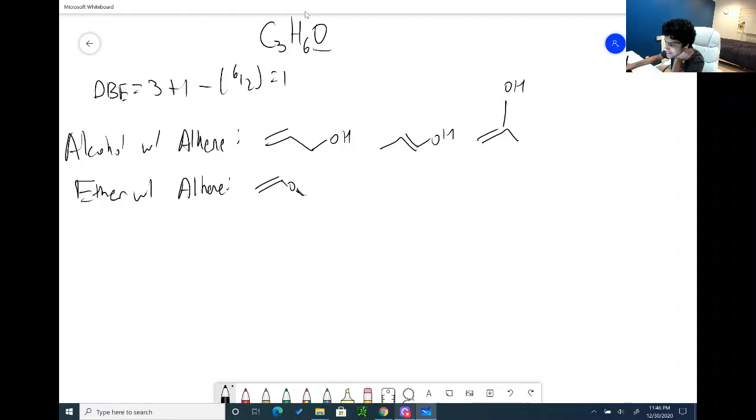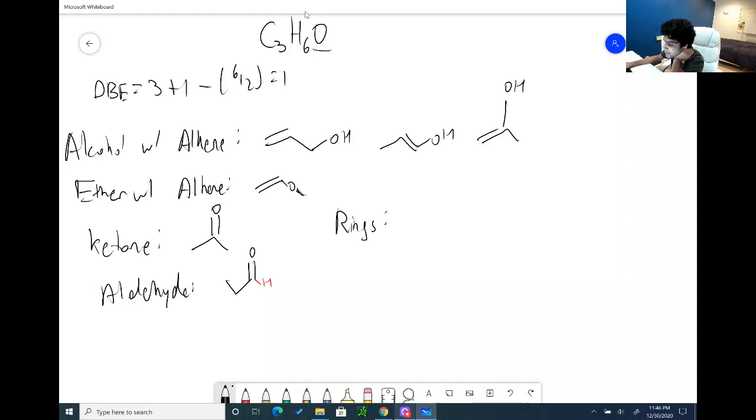So then moving on, let's get ketones. The only possible way to get a ketone is over here. Aldehyde, the only way is to get over here, this as an H. And then the rings. So you can have this box, or you can have cyclopropane and then an alcohol on top, cyclopropanol. And those are pretty much it. So we have 1, 2, 3, 4, 5, 6, 7, 8. So we have 8 structural or constitutional isomers.